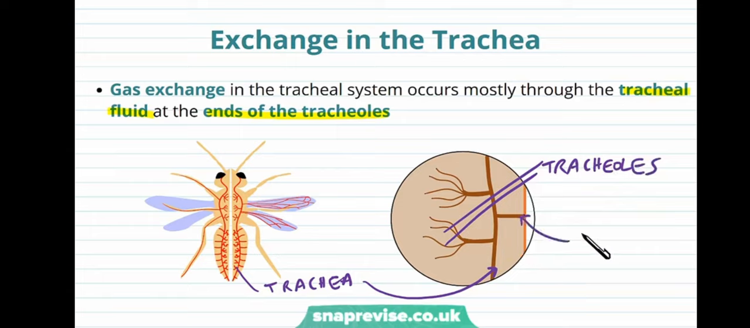This is the opening to the outside world, and this would be the spiracle. So essentially what happens is there is fluid at the end of these tracheoles which is in contact with the fluid and the cells of the actual body of the insect. So this fluid is where the gas exchange occurs, and this is tracheal fluid.